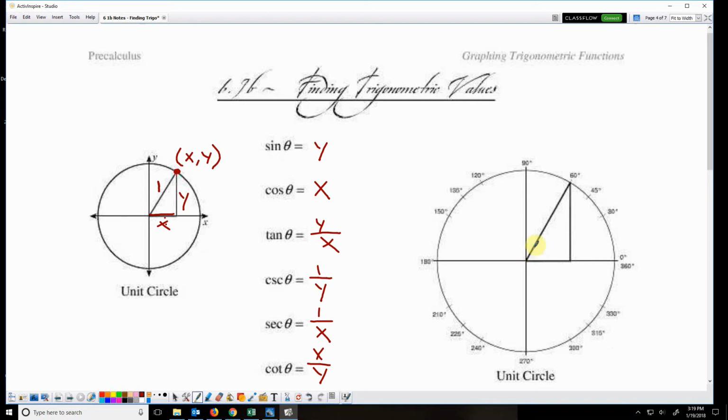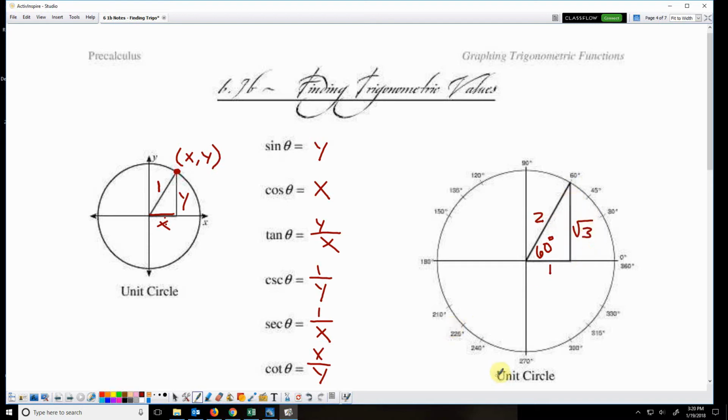So here we have a radius going out to 60 degrees, so this reference angle right here is 60 degrees. So we're looking at a 30, 60, 90. Our x value here on a 30, 60, 90 is 1. The longest, the hypotenuse, is 2. And the y value, the longer leg, is root 3.